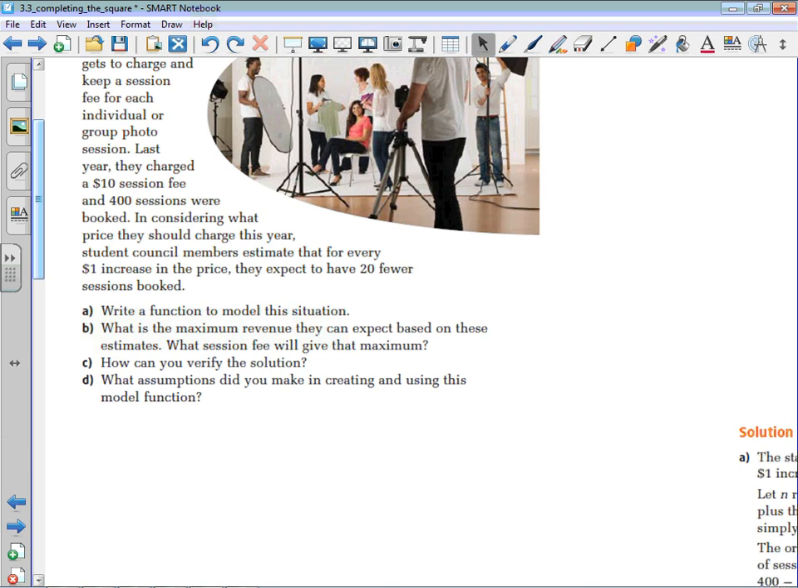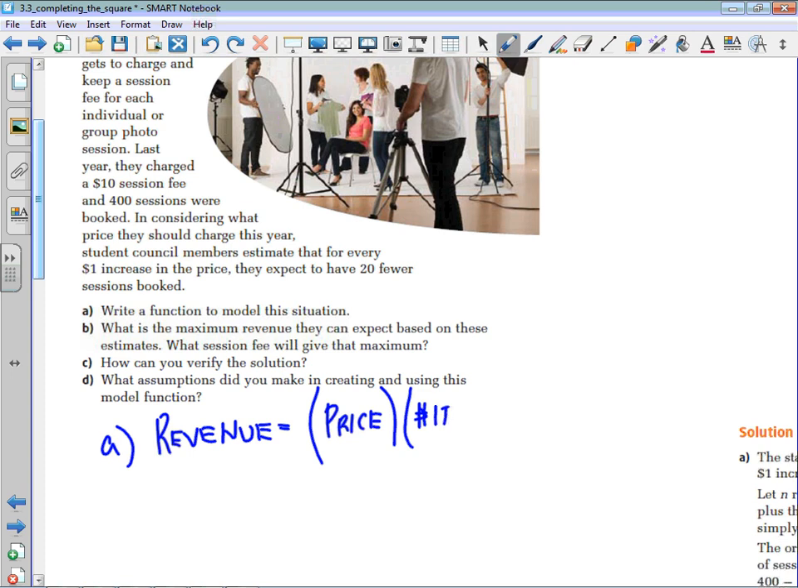So for A, the function to model the situation is actually pretty tricky. Really what we're doing here is finding the revenue. Basically, we are going to manipulate the price and see what happens. So initially, maybe I'll write this. Revenue is really defined as the price per item multiplied by the number of items sold. Right? That'll give you the revenue in any situation.